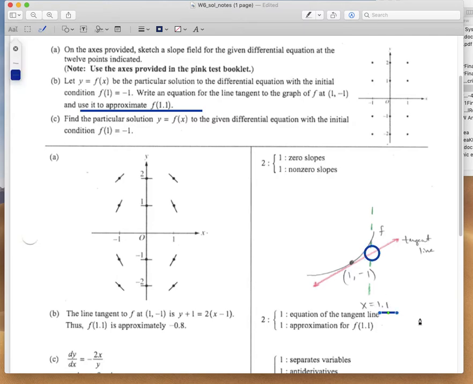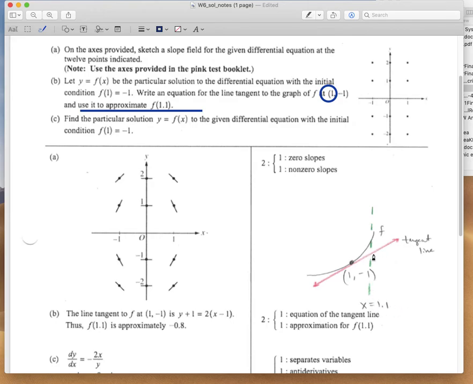Notice that 1.1, that x value, is pretty close to this x value of 1. That is, the tangent line doesn't have very much x distance, very much time, if you will, to stray from the function that it's tangent to. So here is the error that we're willing to put up with by using the line to approximate f of 1.1. All right, so how do you do this? Well, you just plug 1.1 in for x into the equation of your line, and you get 0.08.